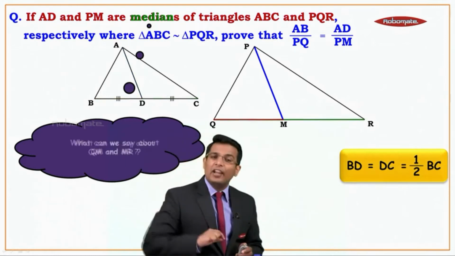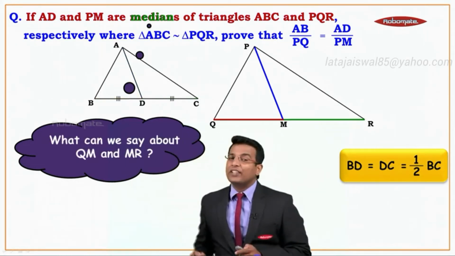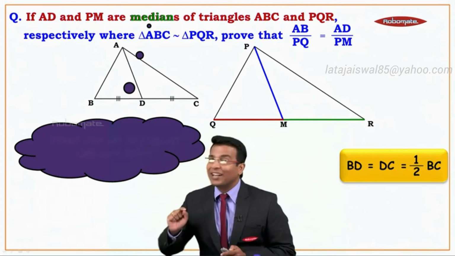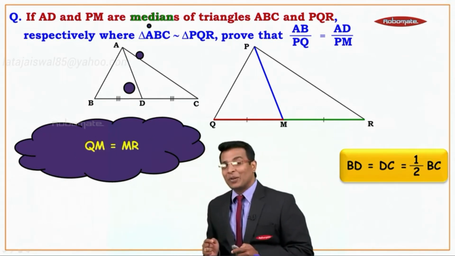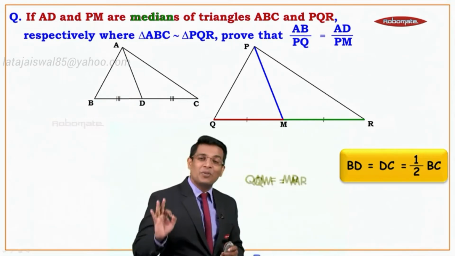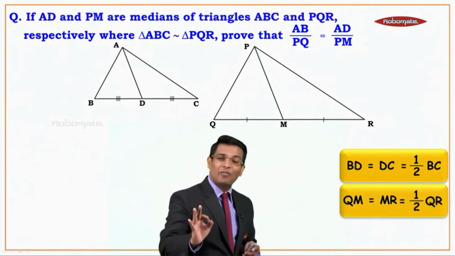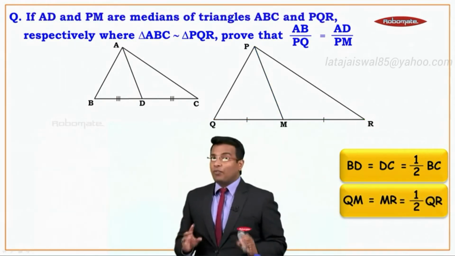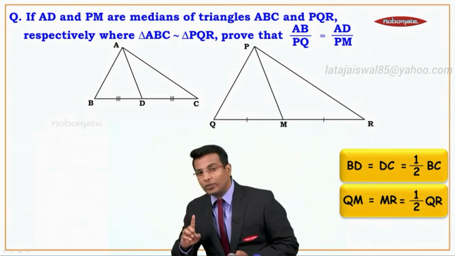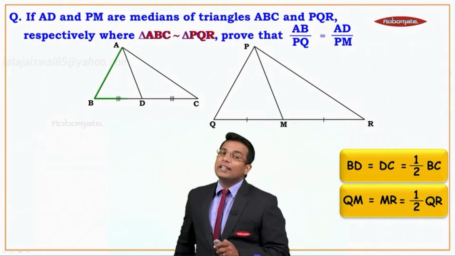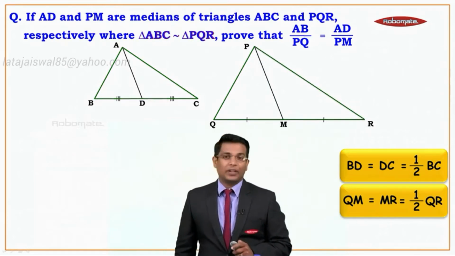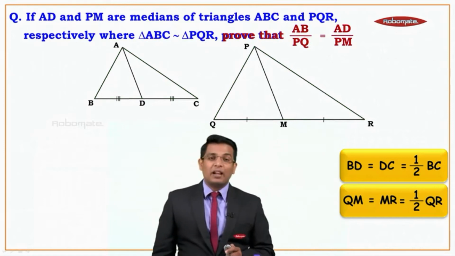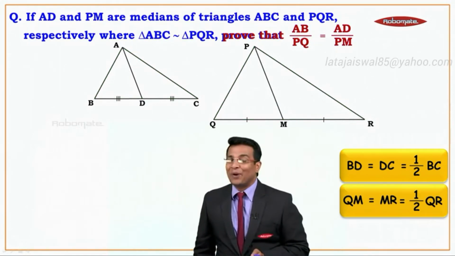Beautiful. Same way, if PM is a median, then what can we say about QM and MR? We know that they are equal, that is QM is equal to MR, and QM is equal to MR is equal to half of QR. So this is what we know in the sum, and we know one more thing, that triangle ABC is similar to triangle PQR, right? And we need to prove AB upon PQ is equal to AD upon PM.